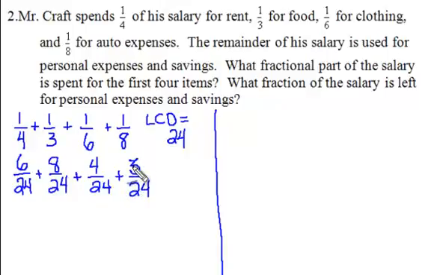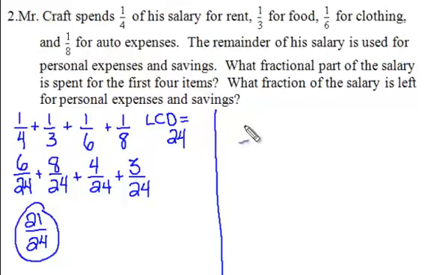If I add up the numerators of 6, 8, 4, and 3, I will get 21 over that original denominator of 24. So he spent 21/24 of his salary on those first 4 items.